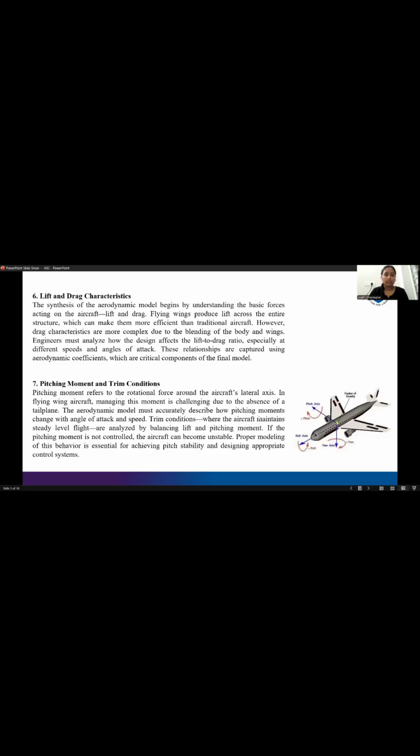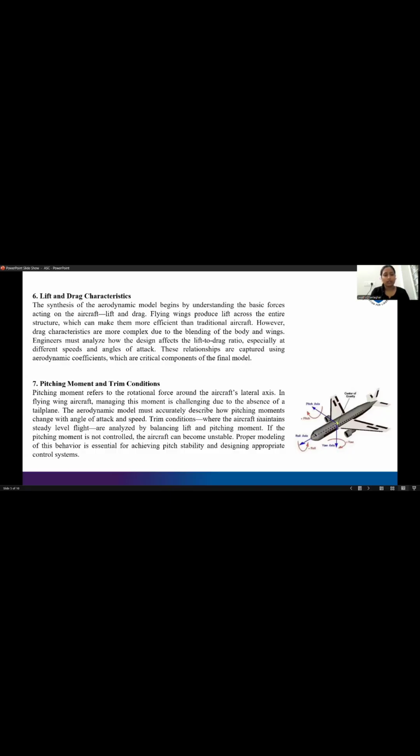Pitching moment and trim condition. Pitching moment refers to the rotational forces around the aircraft's lateral axis. In flying wing aircraft, managing this moment is challenging due to the absence of a tail plane.